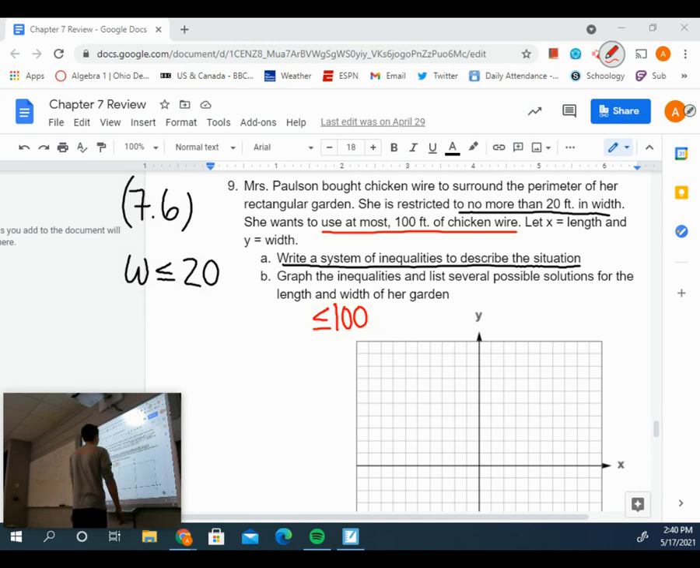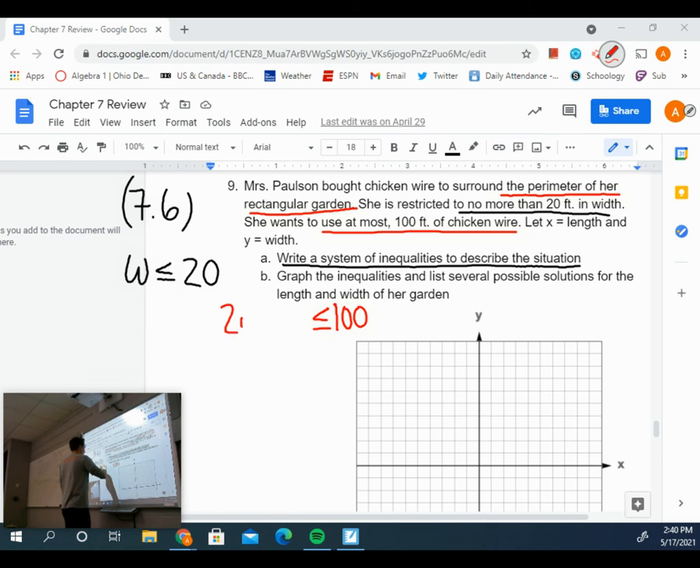At most 100 feet of chicken wire. We can equal 100, but we can't go over it. And what is she using that 100 feet of chicken wire for? Well, we got to go back to the first sentence. She's making a perimeter of a rectangular garden. So she only has 100 feet to make this perimeter.